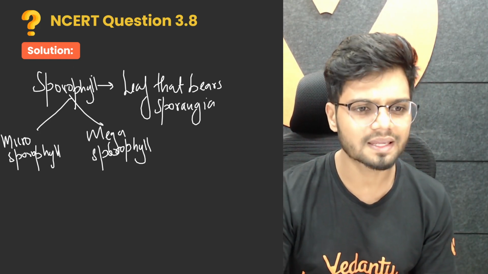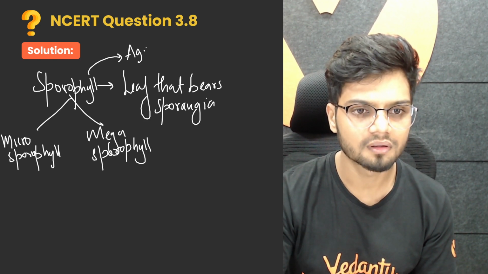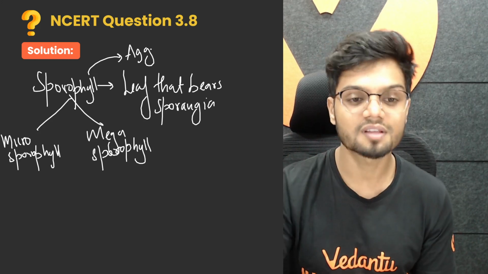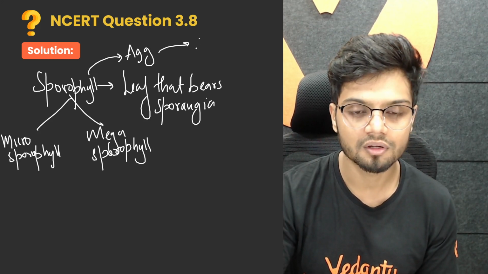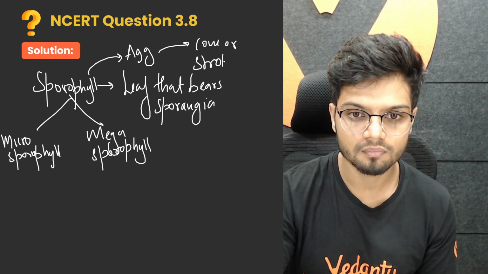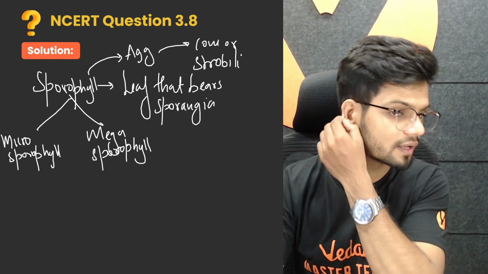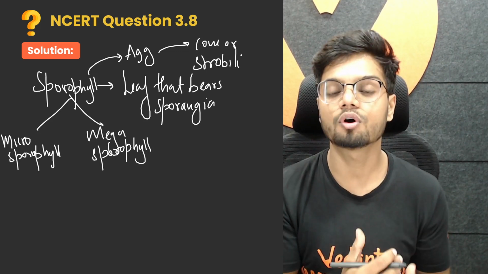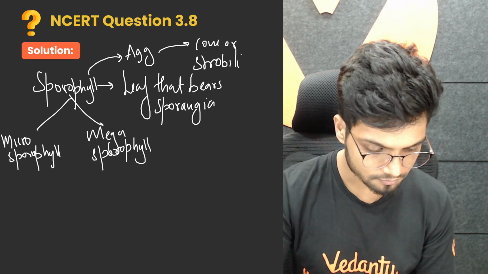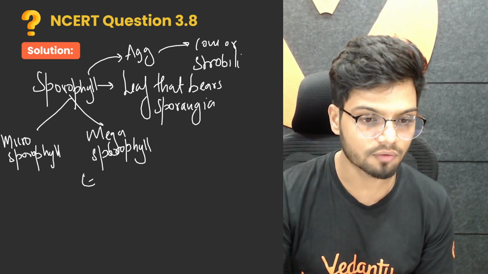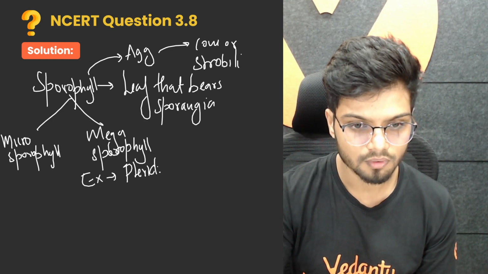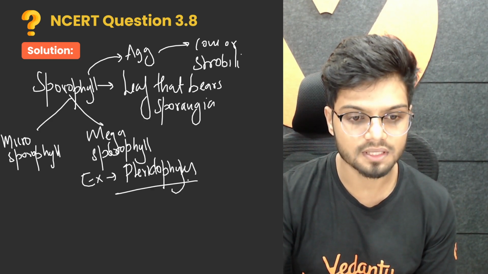Now these sporophylls can aggregate. When they aggregate, they form a special structure known as a cone or strobilus. When sporophylls aggregate, they form a cone or strobili. Clear? Now, what about the examples? Example is any of your pteridophytes. You can write pteridophytes as the example here.